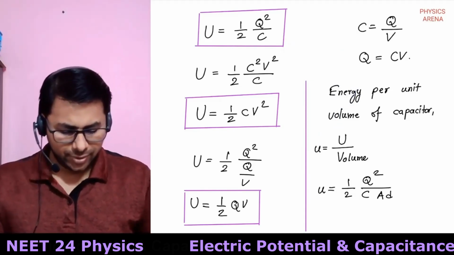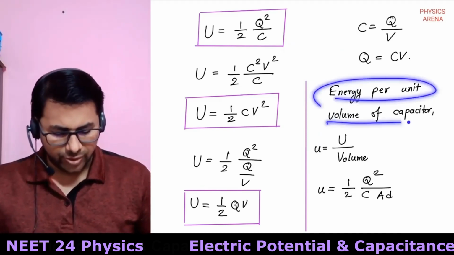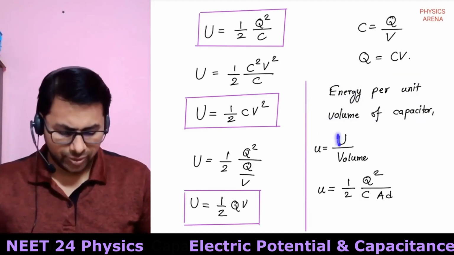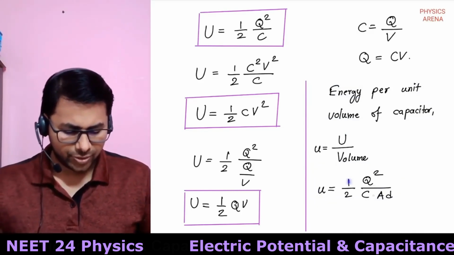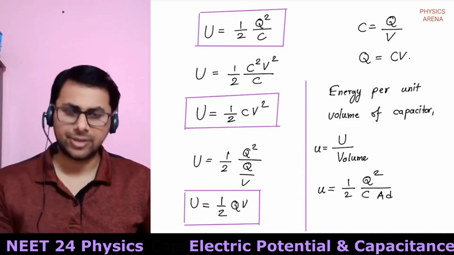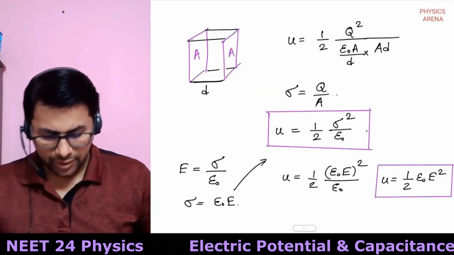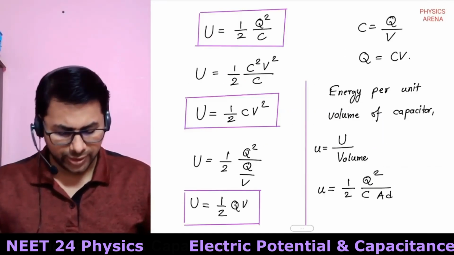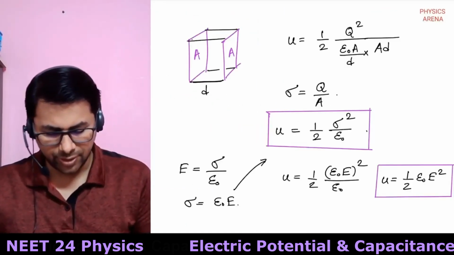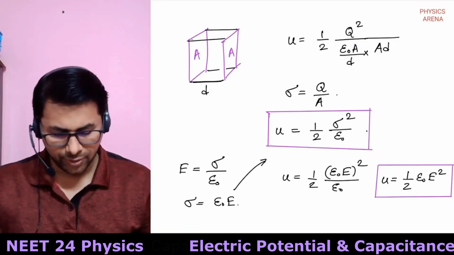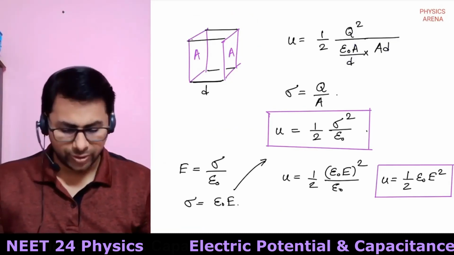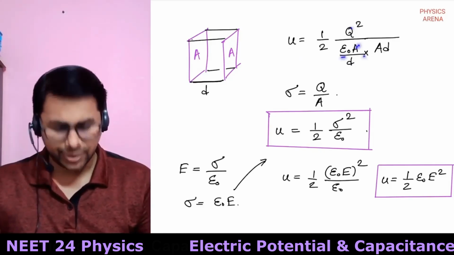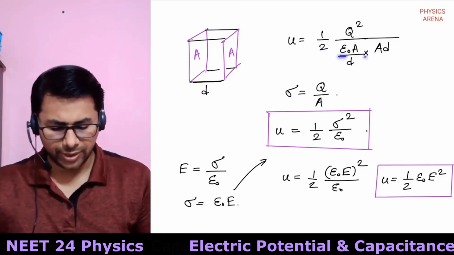Okay, so energy per unit volume is denoted by the small u, it is equal to capital U divided by volume, and volume is A times D. So you get this formula: it is half of Q square by C into A times D. Then now what we can do is write C as epsilon naught A upon D. This D and D will get cancelled, and you will get energy stored per unit volume as half of q square upon epsilon naught A square.